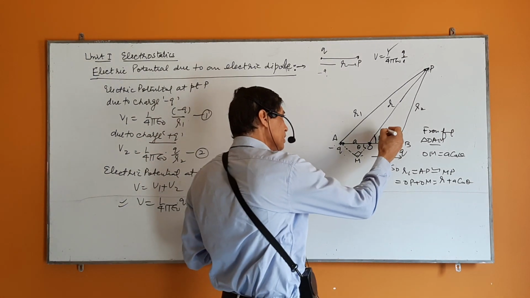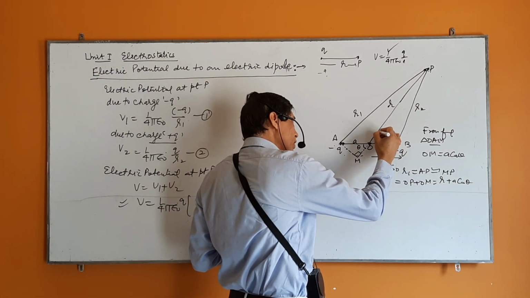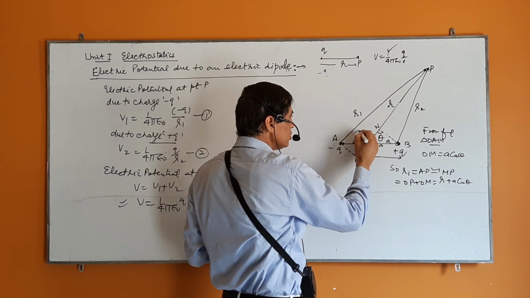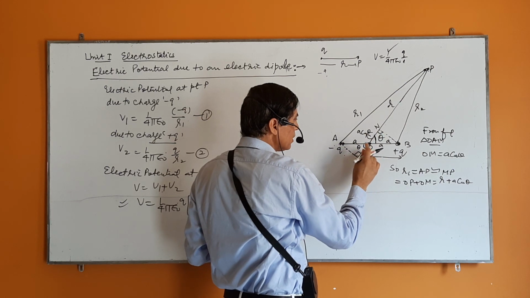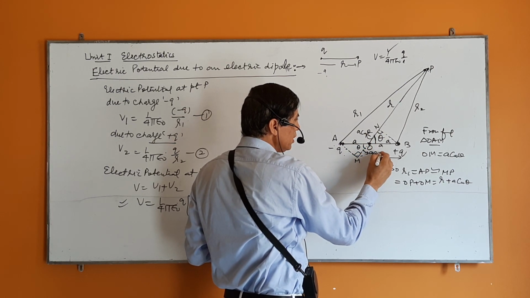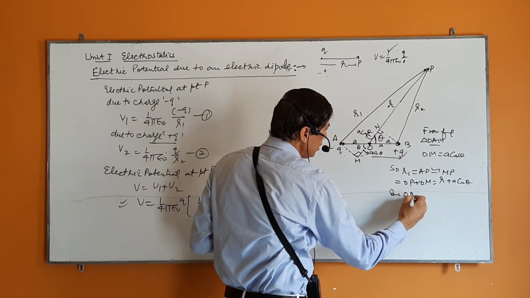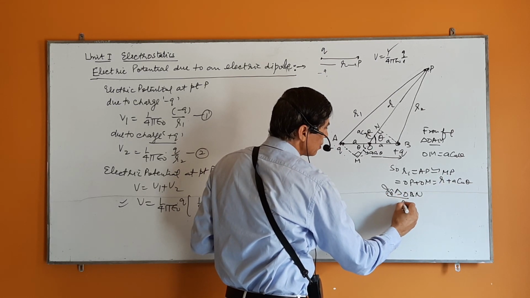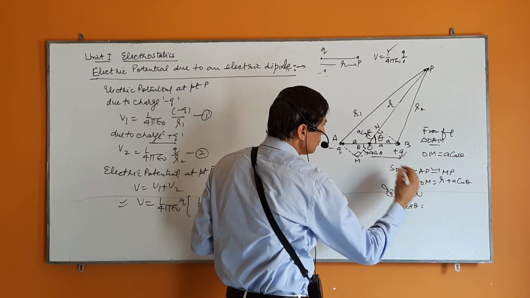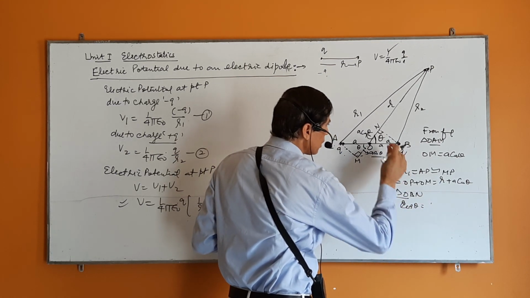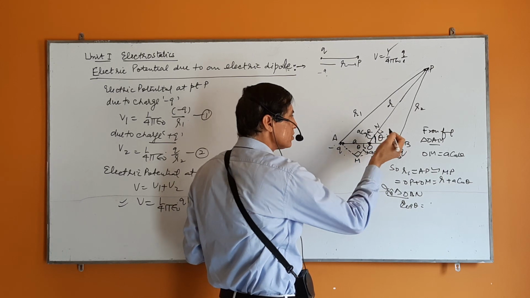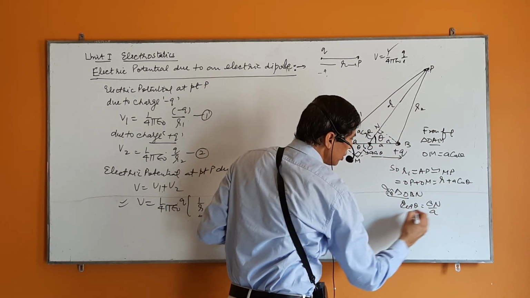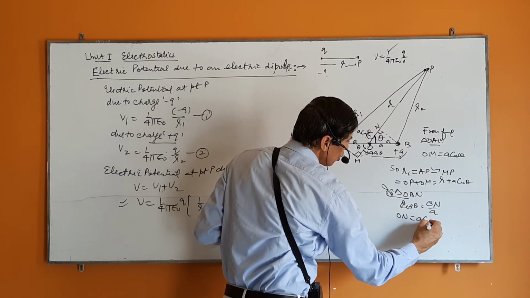Okay, next. Similarly, we can draw a perpendicular over here. Suppose this point is N. And this is again A cos theta. In triangle OBN, cos theta is ON upon A. And what is ON? A cos theta.